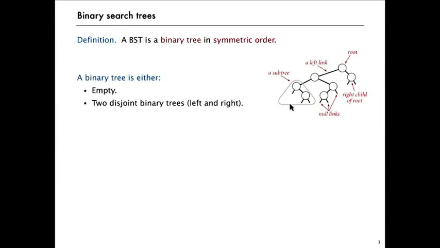We refer to every node in the tree as the root of a subtree, and we refer to the nodes below each node as its children. So this is the right child of the root, and that's a left link, and so forth. So that's the definition of a binary tree.